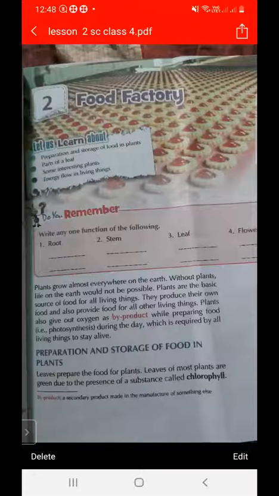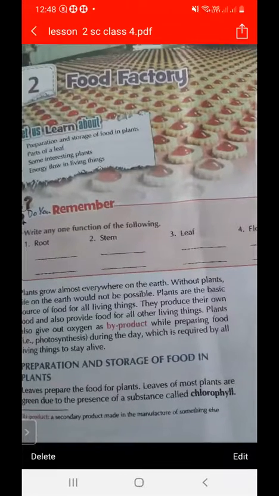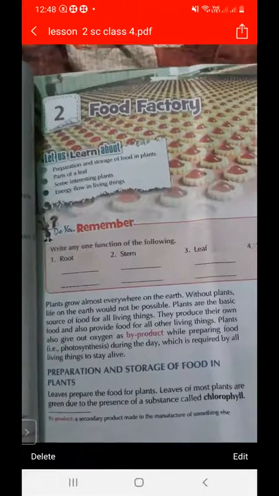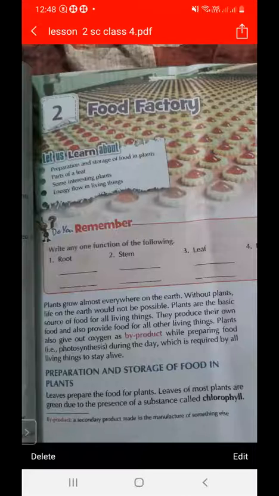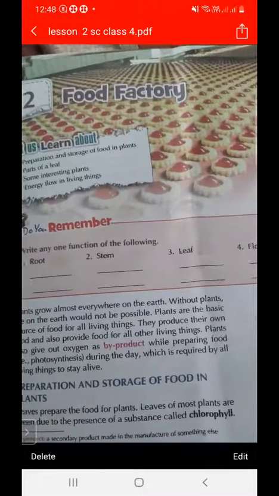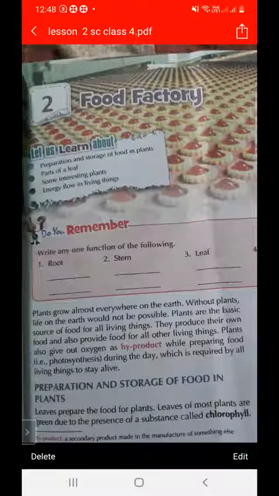Study about chapter number 2, food factory. As we have studied in lesson number 1, what do you mean by food? Which gives us energy. Today we will study lesson 2, food factory. Firstly, we will know what we mean by food. Food is a substance that gives us energy to do work.